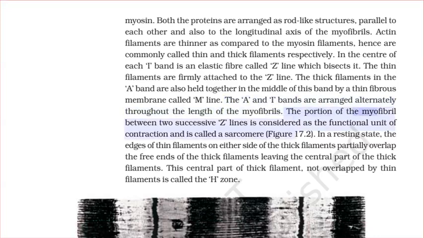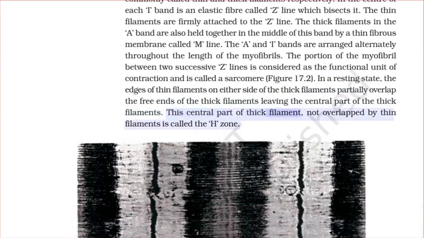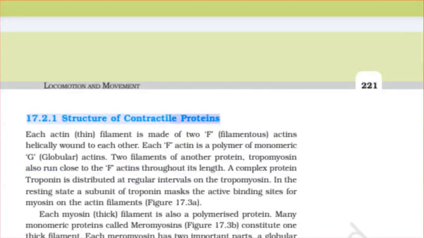The portion of the myofibril between two successive Z lines is considered as the functional unit of contraction and is called a sarcomere. In a resting state, the edges of thin filaments on either side of the thick filaments partially overlap the free ends of the thick filaments, leaving the central part of the thick filaments. This central part of thick filament, not overlapped by thin filaments, is called the H zone.